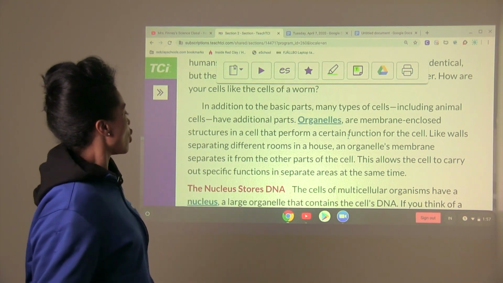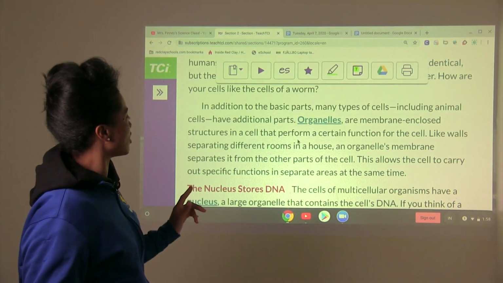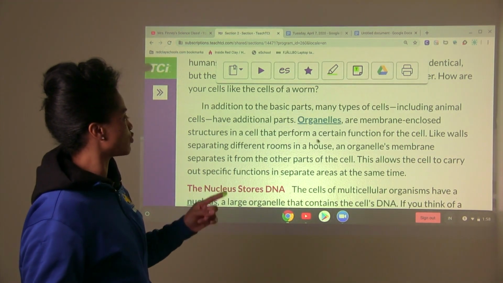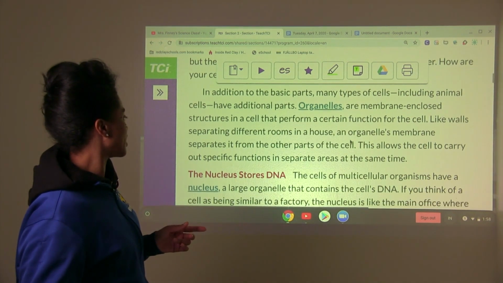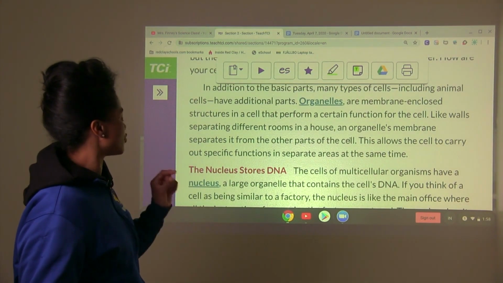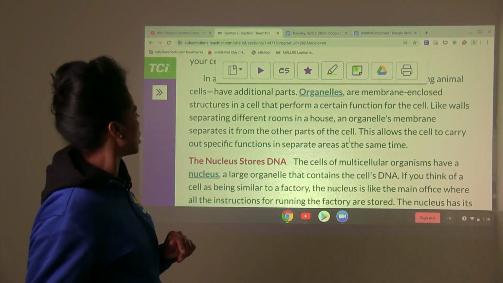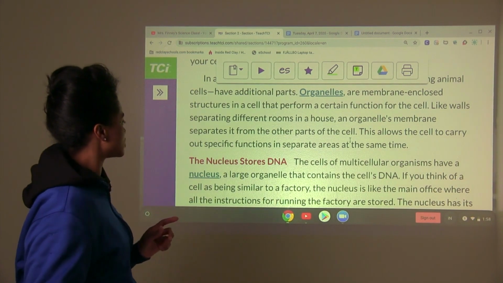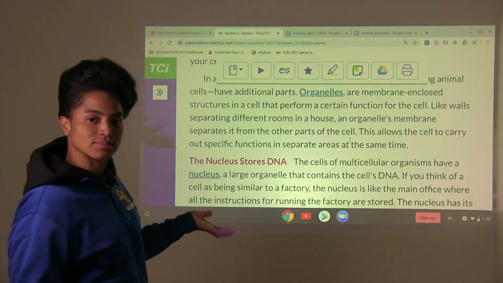Let's see. In addition to the basic parts that we just discussed, many types of cells, including animal cells, have additional parts. Organelles are membrane-enclosed structures in a cell that perform a certain function for the cell. Like walls separating different rooms in a house, an organelle's membrane separates it from the other parts of the cell. This allows the cell to carry out specific functions in separate areas at the same time.